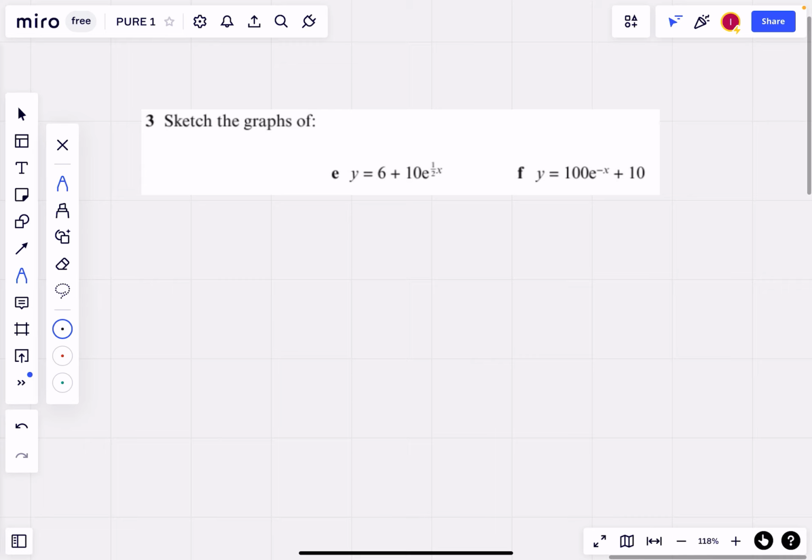Now, 2 questions for the sketching of graphs. I want you to give those a go if you can, please. Okay, how did that go? Let me try E with you first, and then if something clicks, maybe give F another go.